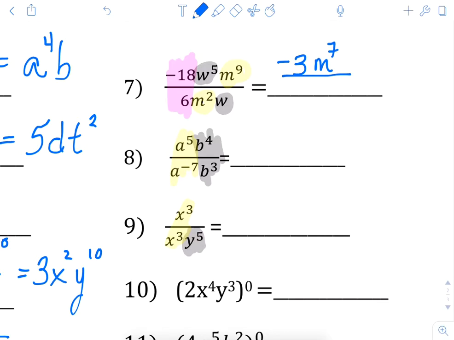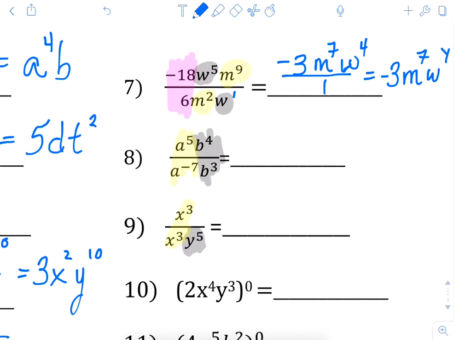Top and bottom both have W's. Which side has more? The top. 5 minus the 1 W on bottom gives us 4. And there's a placeholder of a 1 on the bottom. I don't want the placeholder, so I'm going to go ahead and simplify. Negative 3, M to the 7th, W to the 4.